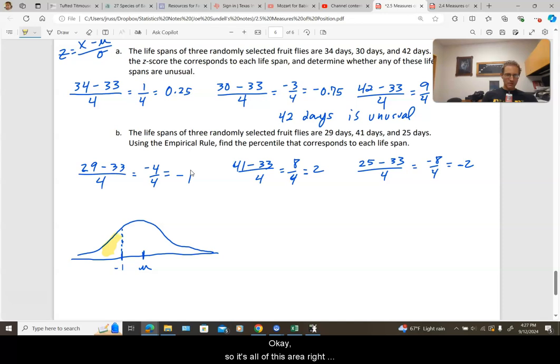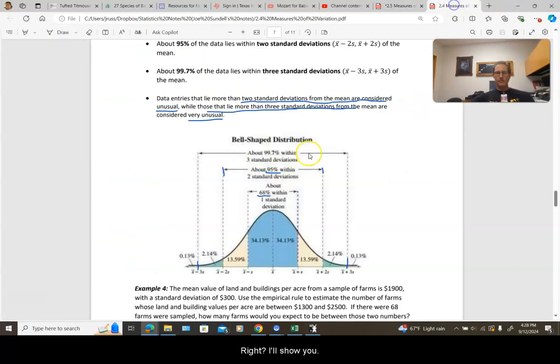Okay, so it's all of this area right here, right? Because isn't that what a percentile is? It's the percentage of the distribution that's at or below that particular value. All right, well, to figure this out, guys, remember, we've got to think back to the empirical rule. The empirical rule said that from negative 1 to positive 1, there was 68% of the data, right? I'll show you. See this in blue right here? Within 1 standard deviation, we have about 68% of the data.